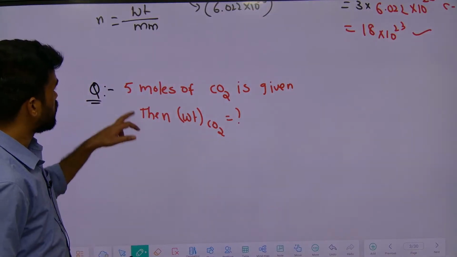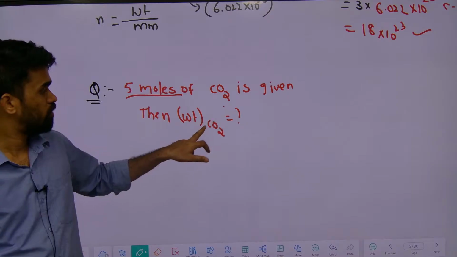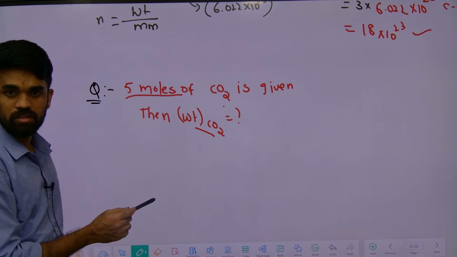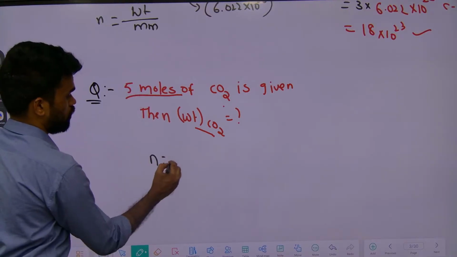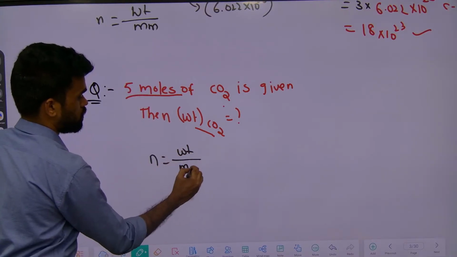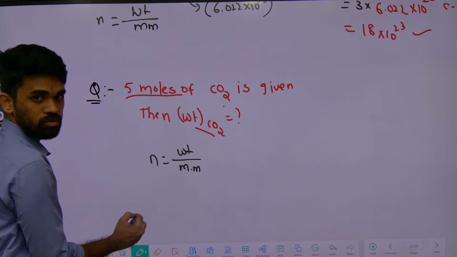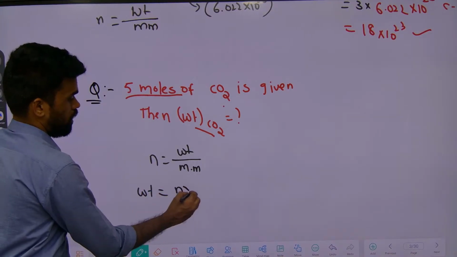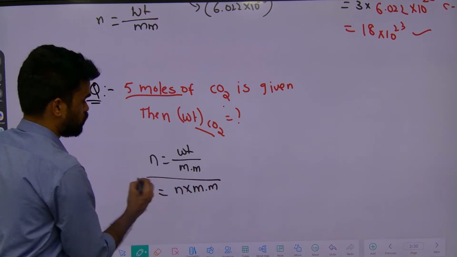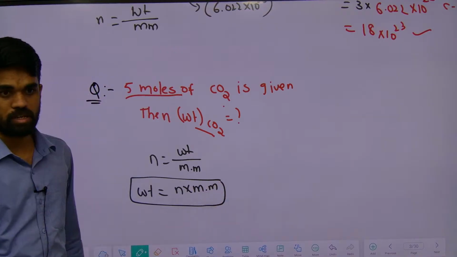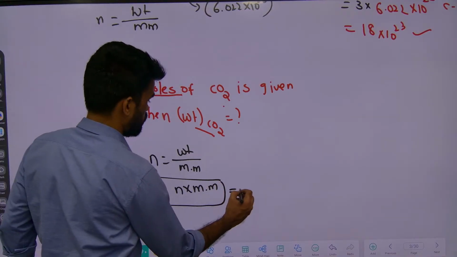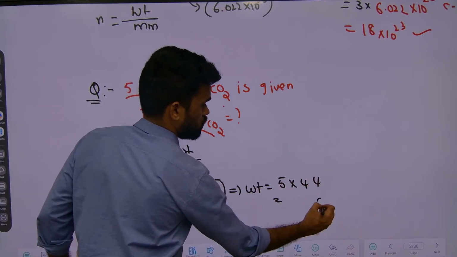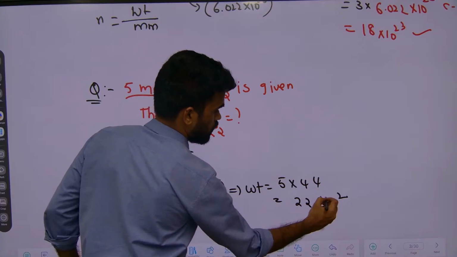So what I am asking? 5 moles of CO2 provided, weight of CO2 I am asking. So basic relation between moles and weight? Weight by molar mass. What is the molar mass of CO2? 44. Number of moles into molar mass gives you the weight of the substance. So from this, 5 into 44, 220 grams.